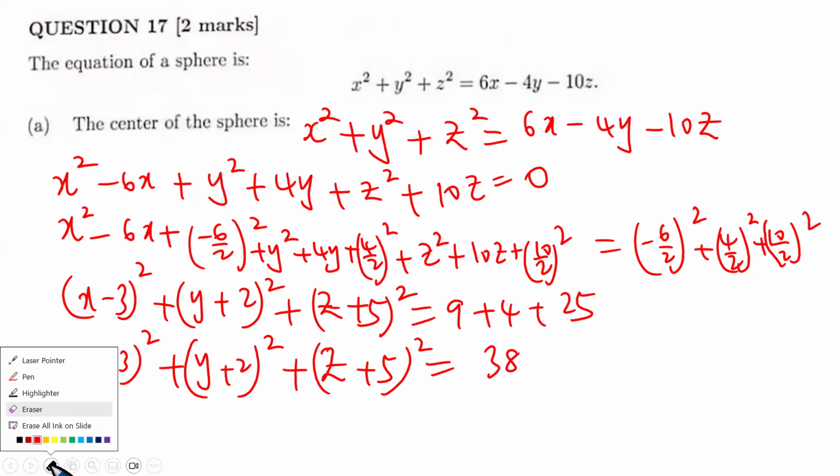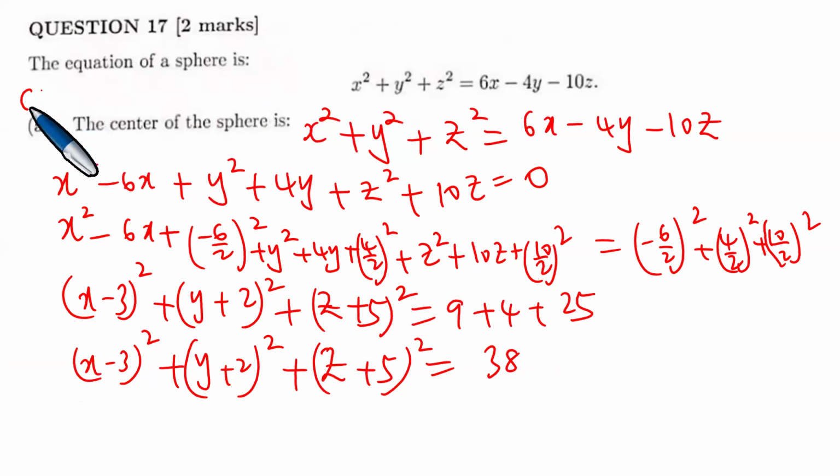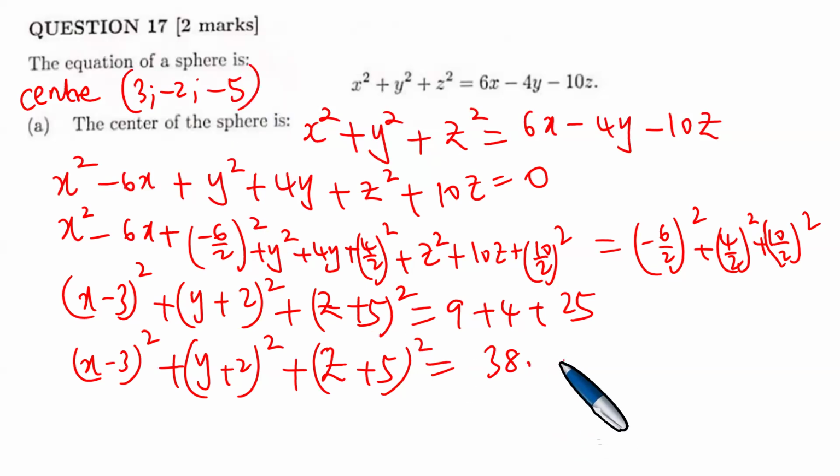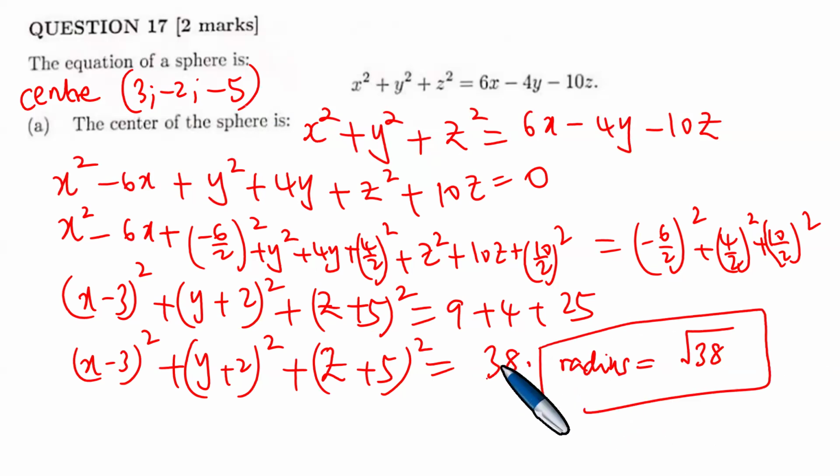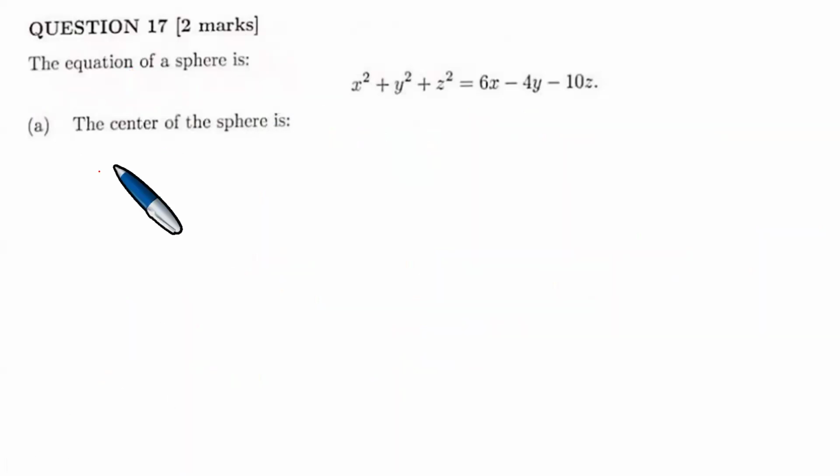So in the end, you have the following. The center then is 3, minus 2, minus 5. What is the radius? The radius is the square root of 38. So we take the square root of this. Right, so the center is 3, minus 2 and minus 5. Simultaneously, that is the center we've got.